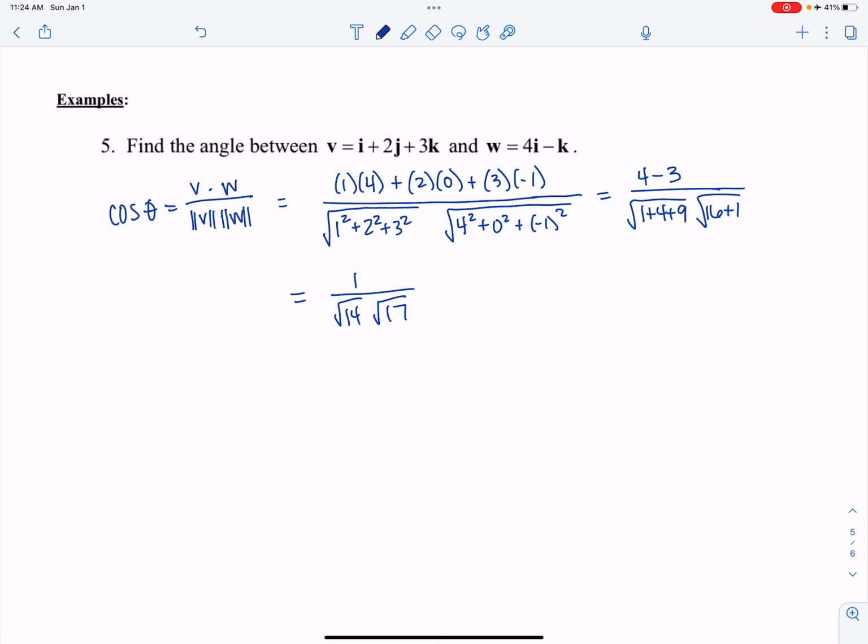Now remember, this is cosine theta, so we need to take cosine inverse to find theta. Cosine inverse of this, and that gives us about 86.3 degrees. Notice we are working in degrees right now, and putting that into your calculator, make sure it's in degree mode. So the angle between these two vectors is 86.3 degrees.